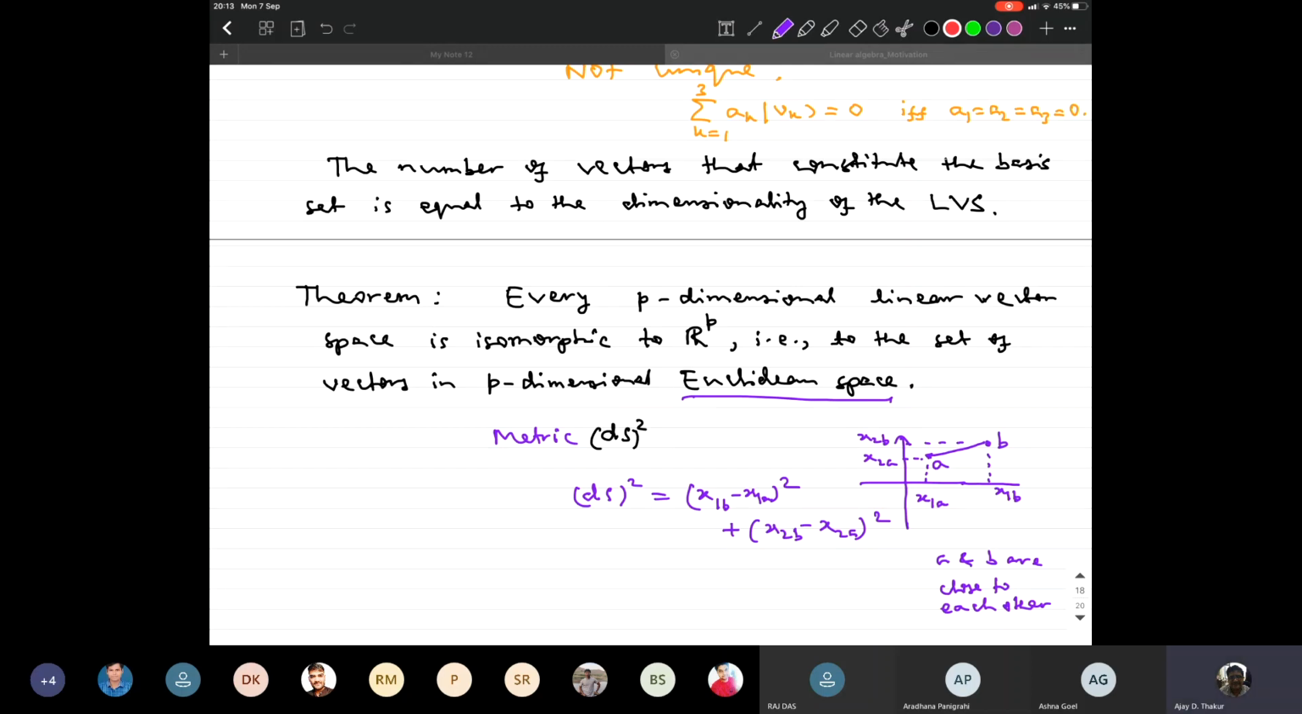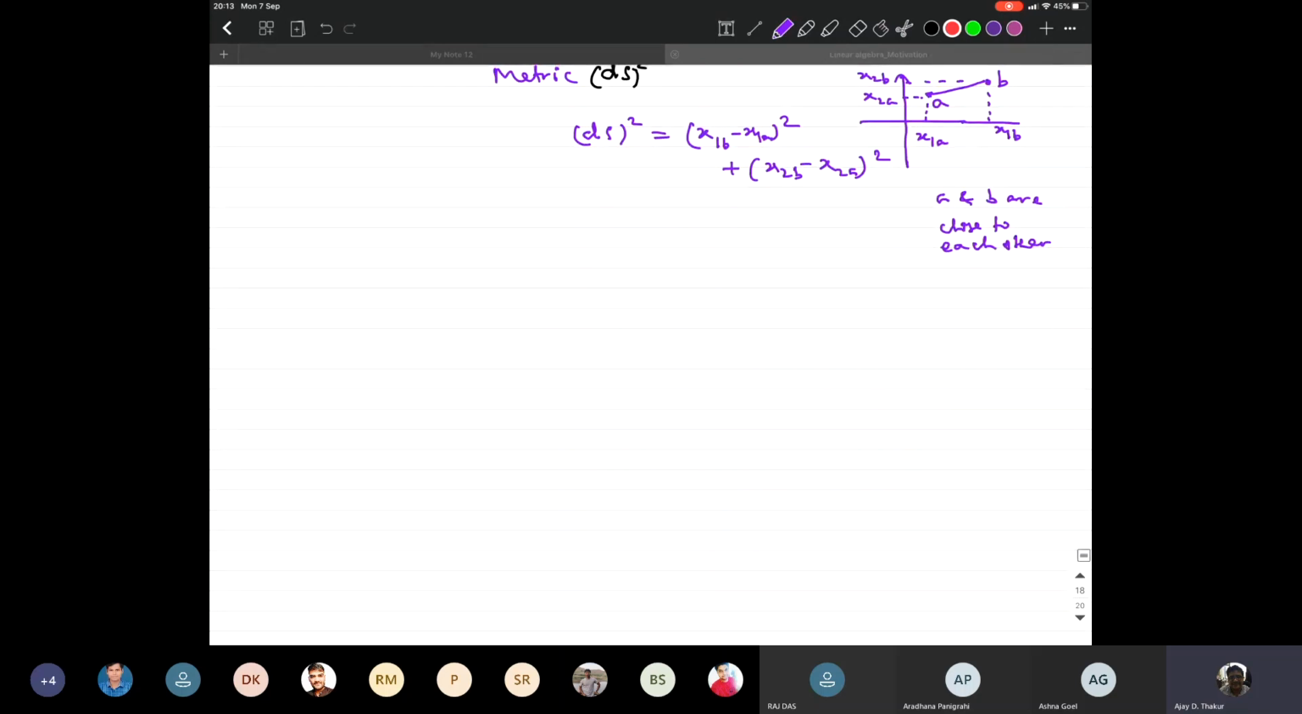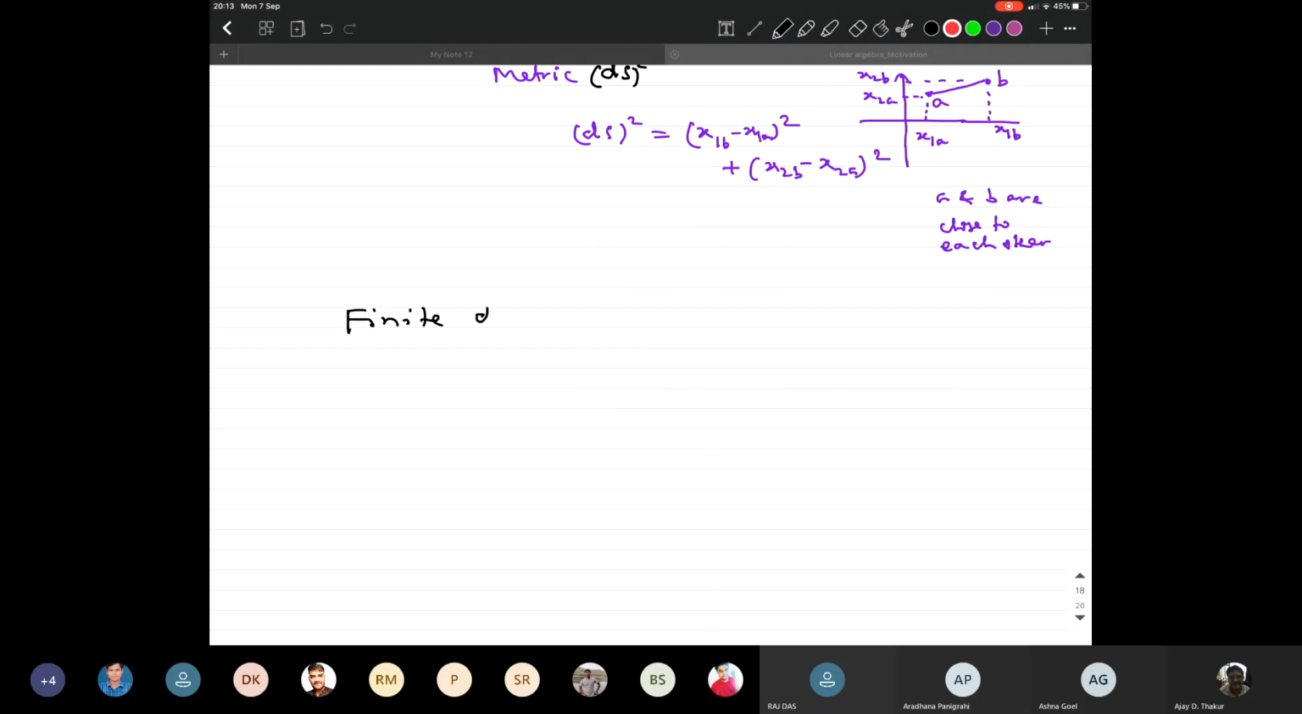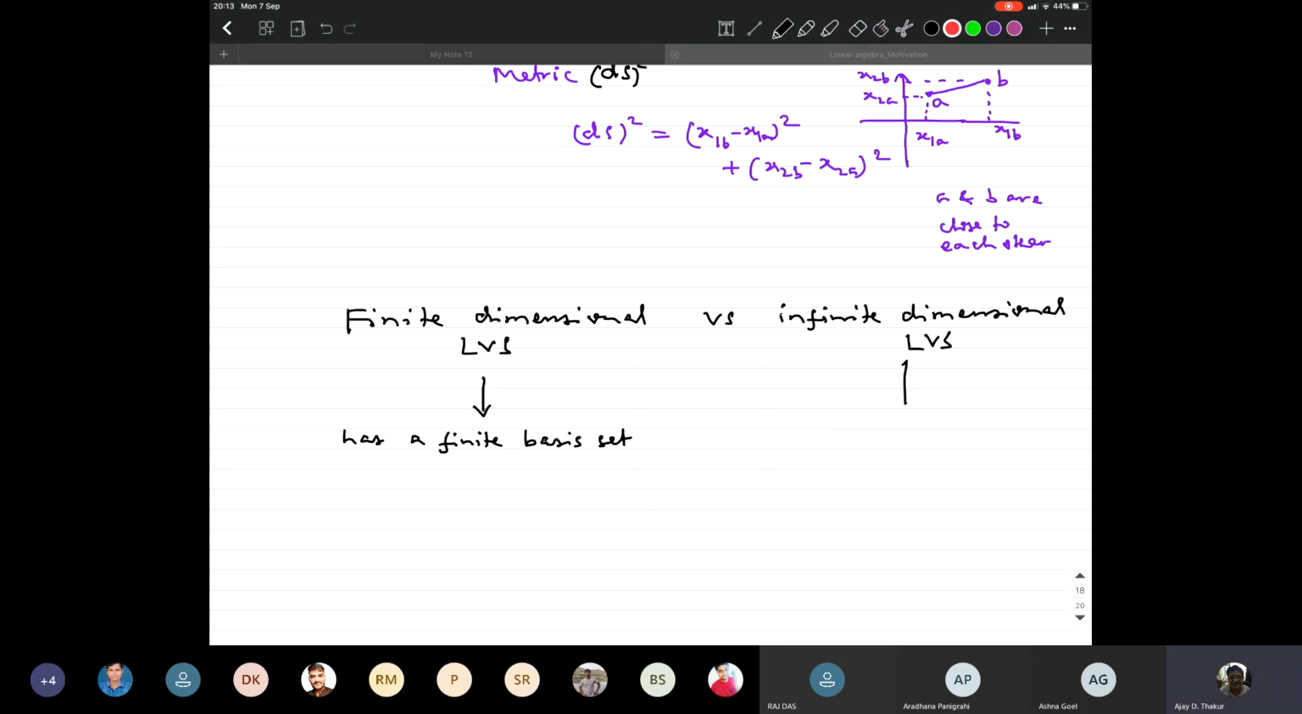Okay, so now with this, I would like to point to the distinction between finite dimensional and infinite dimensional linear vector space. Like this has a finite basis set, right? And this does not have a finite basis set.